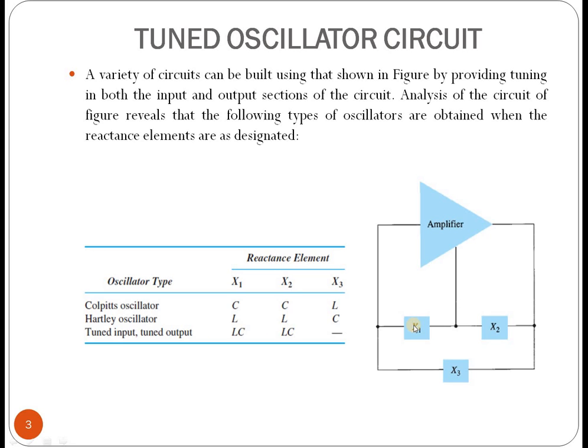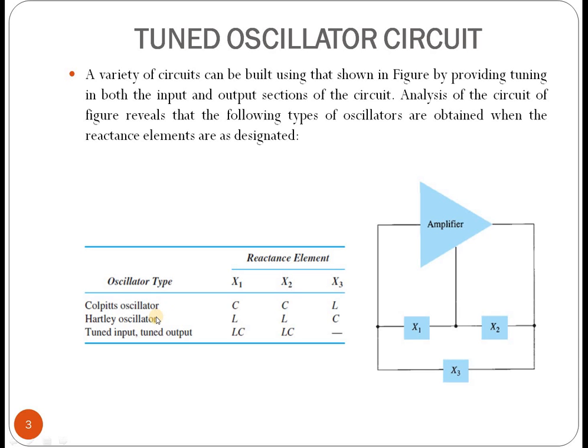Depending on the various types of reactance elements, it is possible to tune the input or output reactance, and in this way the output can be easily varied. The types of these oscillators are Colpitts oscillator, Hartley oscillator, and tuned input and tuned output. In the table here, for Colpitts oscillator, x1 must be a capacitor, x2 must be a capacitor, and x3 is an inductor. So two capacitors, x1 and x2, and if x3 is an inductor, then this type of oscillator is called Colpitts oscillator.